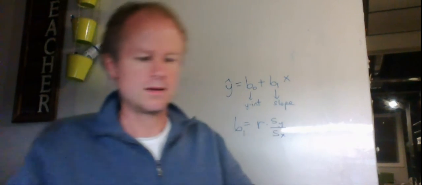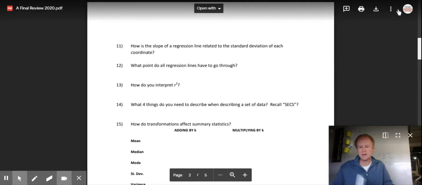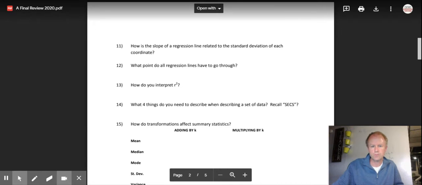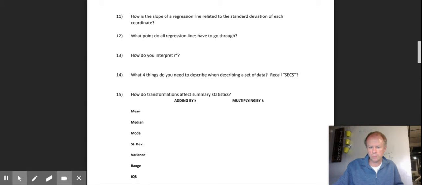All right. What point do all regression lines go through? And that point is x bar comma y bar. So x bar comma y bar is question 12. The mean of the x's and the mean of the y's. How do you interpret r squared? So we could think of r squared as the percent of variance from y bar that can be explained or accounted for by the linear relationship. If you don't remember that, I posted an assignment a while back, I think it might have been week 2, that there were some videos about r squared. You might want to revisit that if you don't remember what r squared represents.